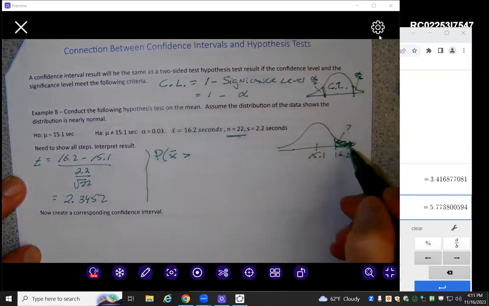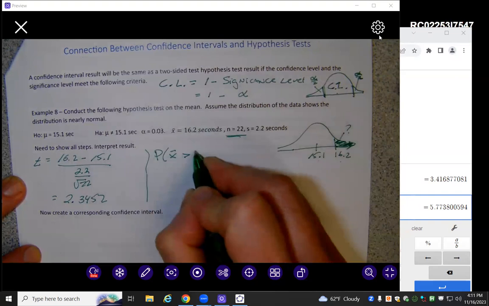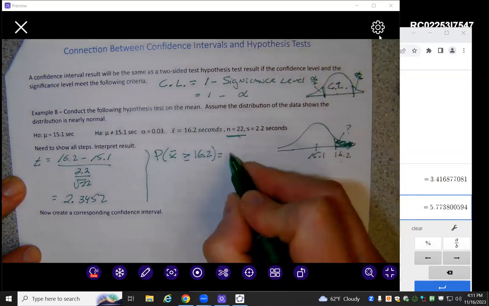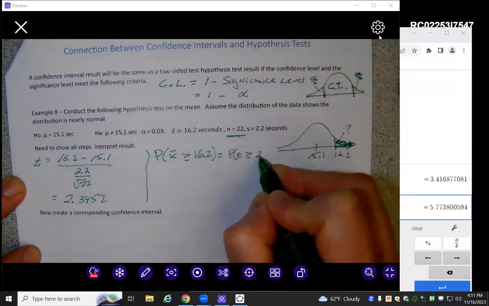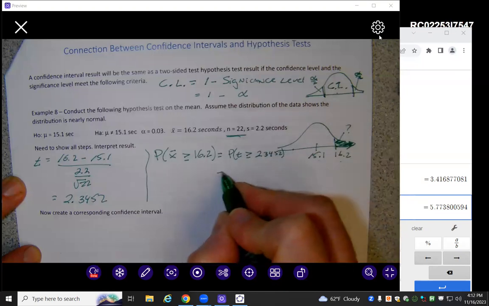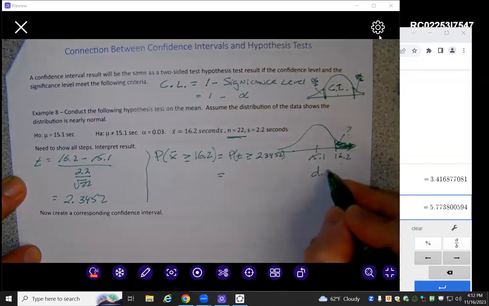And of course, this is not the p-value. This is what I'm about to calculate, though. So what's the chance my sample mean is 16.2 or greater? And that equates to a t-score of 2.3452 or greater. And what are my degrees of freedom? The degrees of freedom for this scenario was 22 minus 1. So it's 21 degrees of freedom.